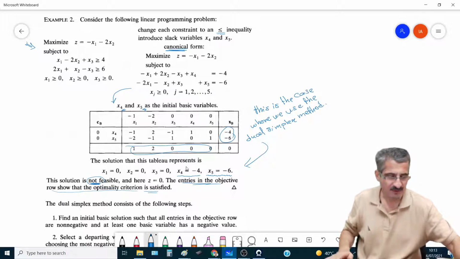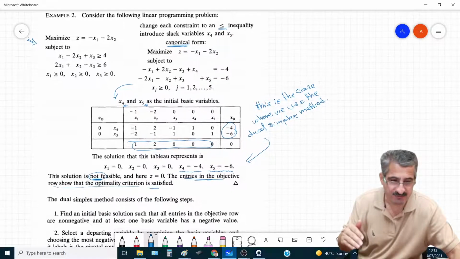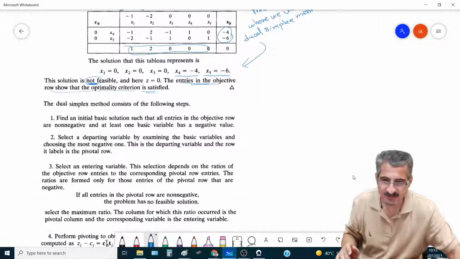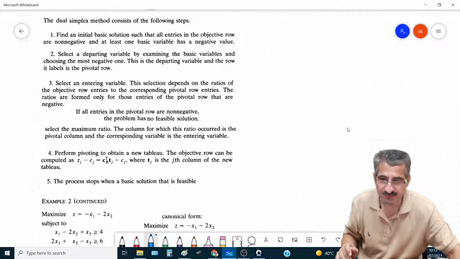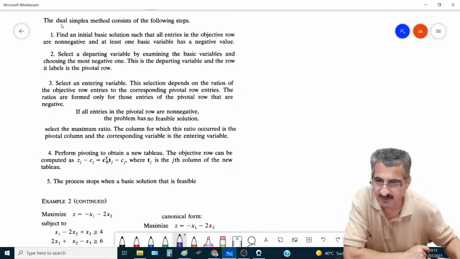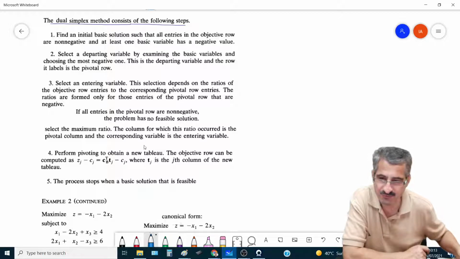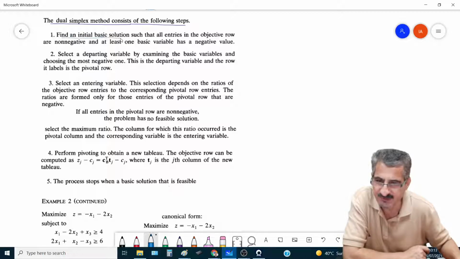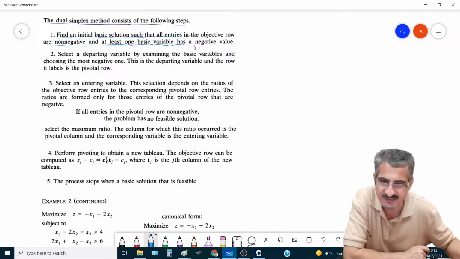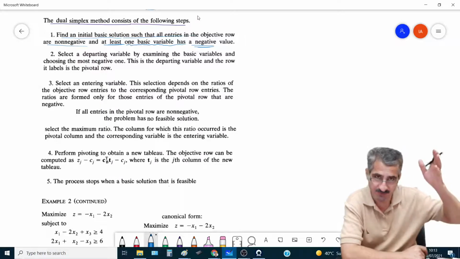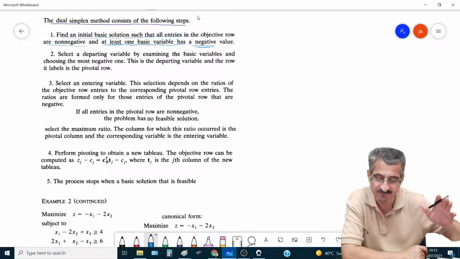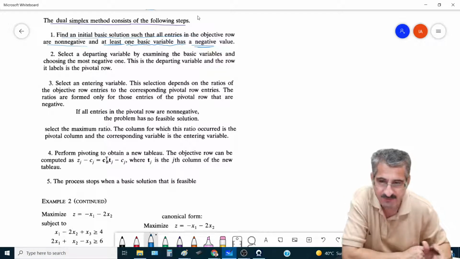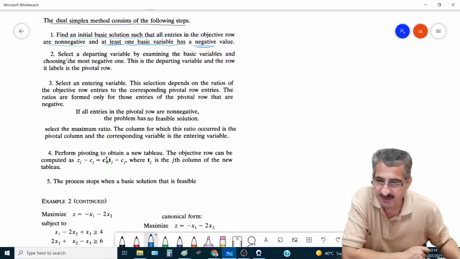Okay, now we will go back to this example and continue, but let us describe the procedure of the dual simplex method. So the dual simplex method consists of the following steps. These steps are not new for us. Find an initial basic solution such that the entries in the objective row are non-negative and at least one basic variable has a negative value. This is what we talked about. In the very last column, there is a negative value, but in the objective row, no negative values.